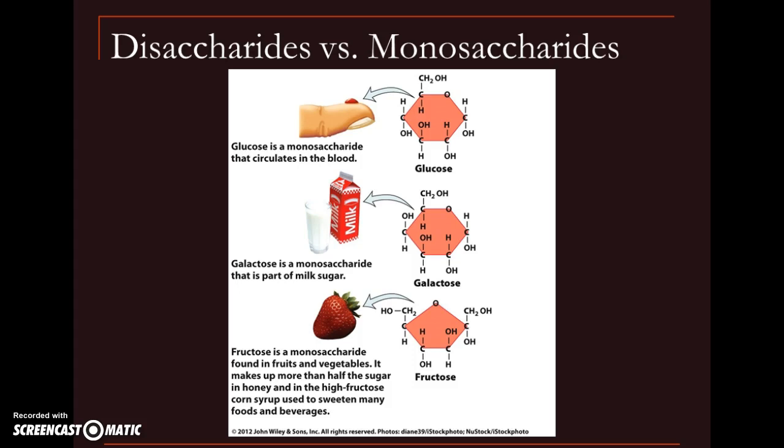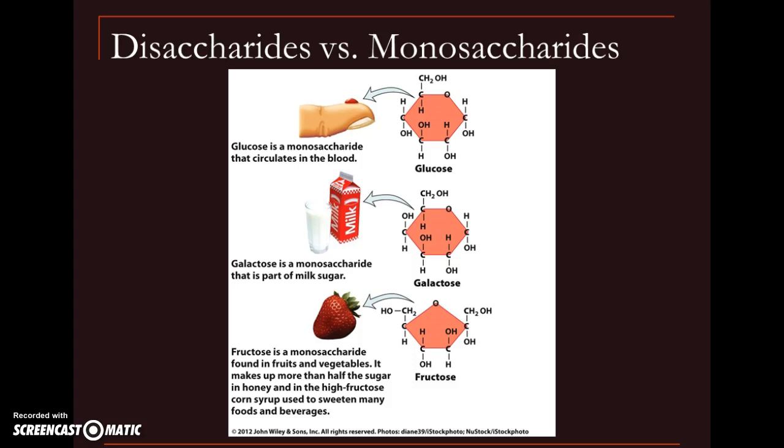Now, monosaccharides all have the same chemical formula, C6H12O6. However, they're just structured a little bit different. So you can see fructose has a little 5-point ring, whereas galactose and glucose have 6-point rings. So you can see they're just structured slightly differently. That gives them different chemical properties and also different flavors.